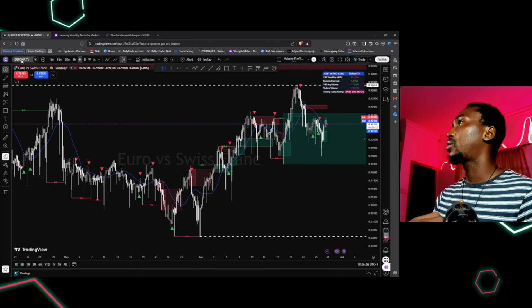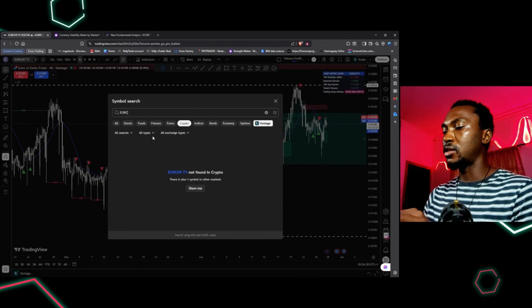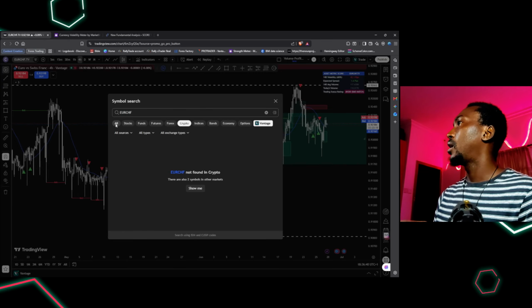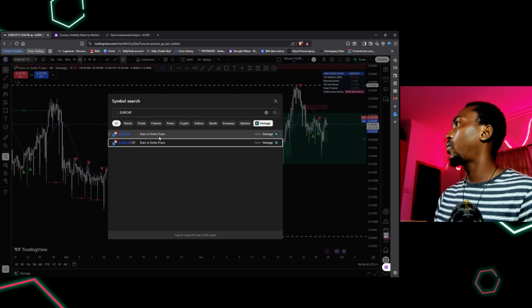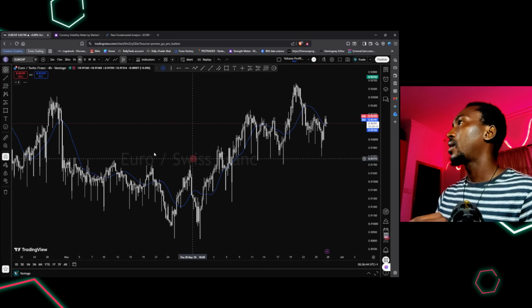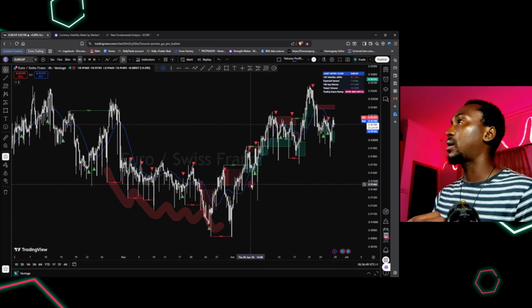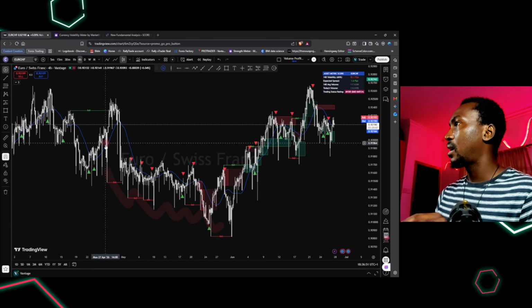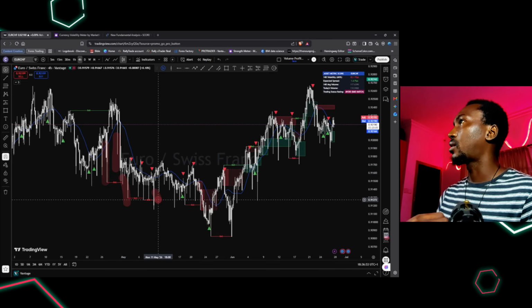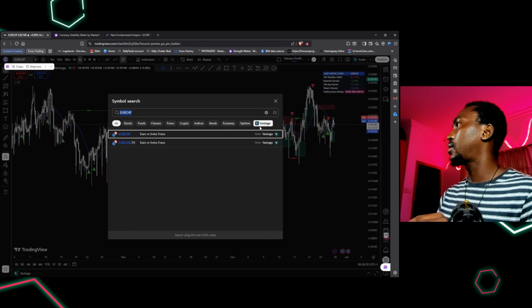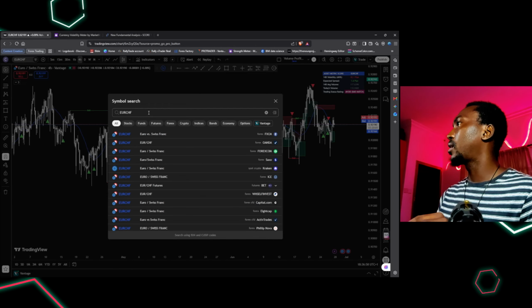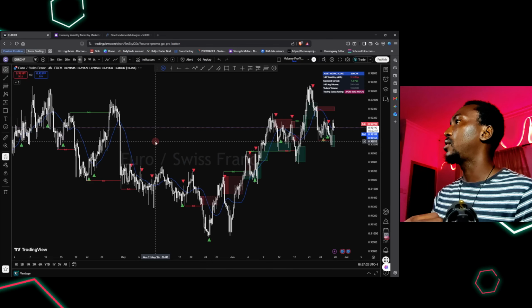So let's just run a quick check on the euro against the Swiss franc on, let's say, the normal market, and it looks similar to me. Very similar. And what am I talking about? I'm talking about the wicks I keep seeing underneath the chart. Those wicks are kind of scary. So what I'm going to do is check for euro against the Swiss franc on FXCM to see if that's what's happening.